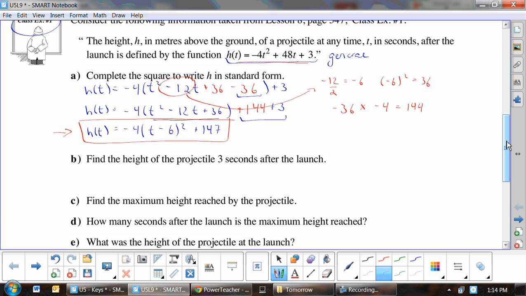Okay, so they say find the height of the projectile 3 seconds after the launch. So what would we substitute 3 in for? You got it. So we'll go t is equal to 3. So we go h of 3 is equal to negative 4 times 3 minus 6 squared plus 147. Okay, so we have negative 4 times negative 3 squared plus 147.